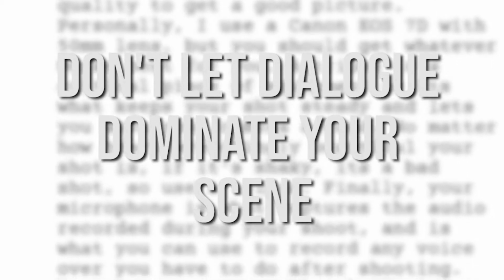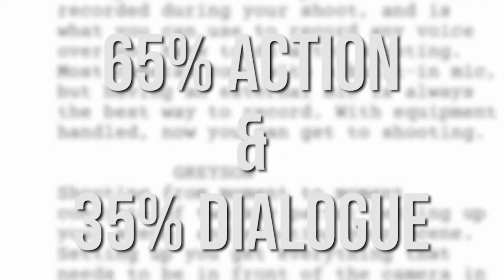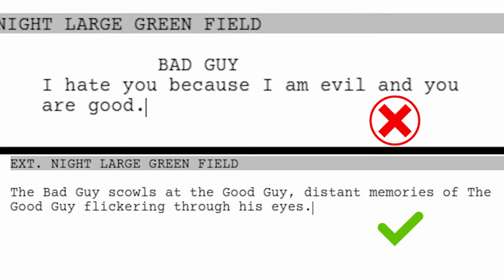When you're writing dialogue, be careful not to let it completely dominate your scene. Videos are a visual medium, and so you'll want your script to be about 65% action and only 35% dialogue. If you don't, you'll end up telling and not showing, which means that you'll tell your audience what's happening rather than just showing them.